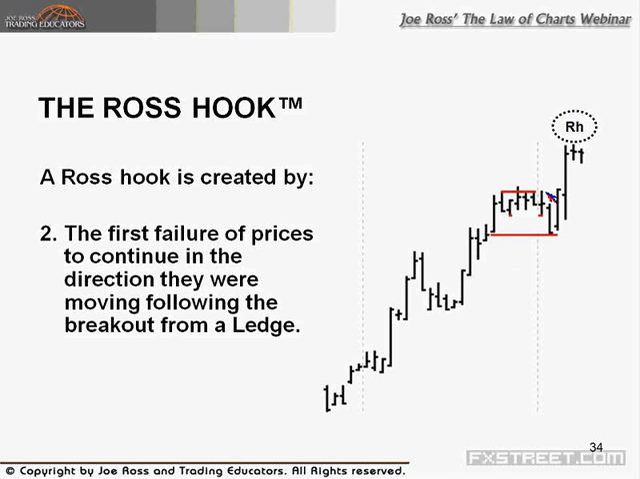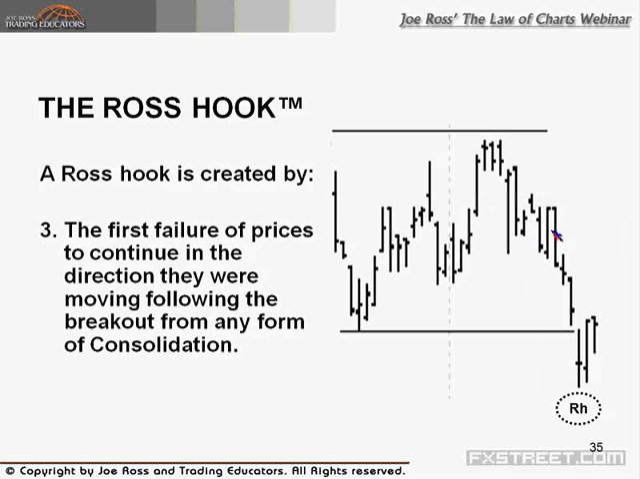Yep, a Rostock is also created after prices fail to make a new high, after a breakout of a ledge, for example. Can also be a consolidation, or as I already said, a 1 to 3 high or low. Here we got a consolidation. I'll explain later on what a consolidation and what a ledge is and where the difference is. But again, this is another example. Price breaks out, stops moving lower, and then we actually got a Rostock.